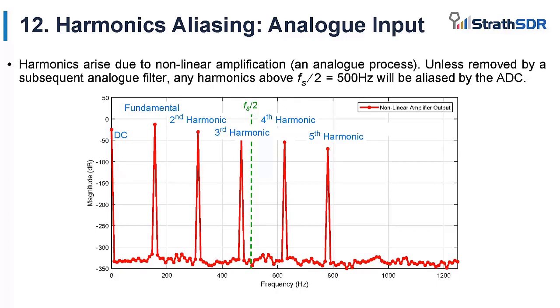It's worthwhile remembering that these harmonics arise from non-linear amplification, which is an analog process. Therefore, any harmonics that exist above half of the sampling frequency will be aliased as a result of the sampling process. In this simple example, where Fs is 1000 Hz, you can see that the fourth and fifth harmonics are above Fs over 2, and therefore these would alias.